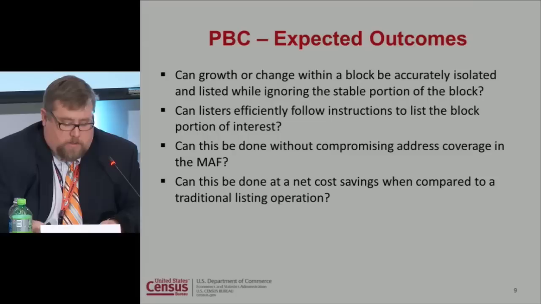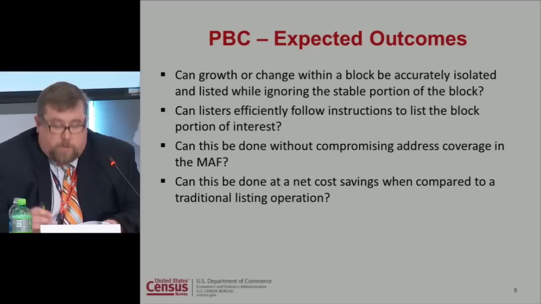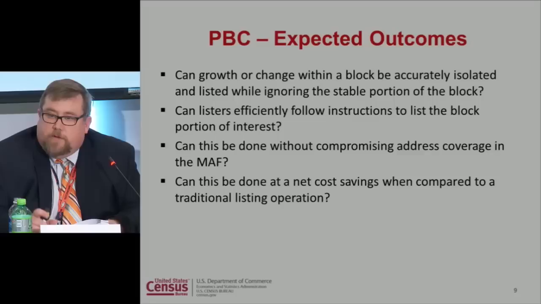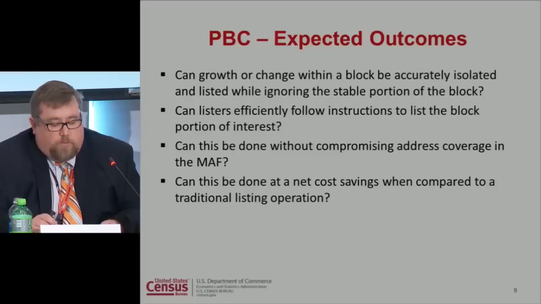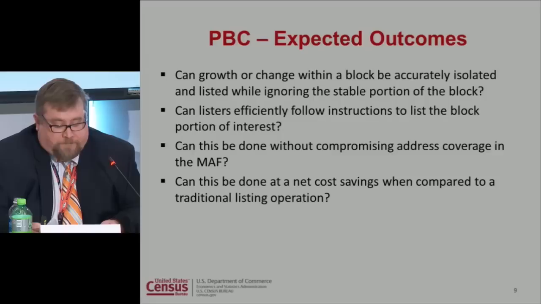As mentioned earlier, partial block canvassing is an opportunity to test this new methodology by which we use the geographic review process to identify only those portions of the block that are undergoing change, go out, and list those portions of the block. There are a number of questions that we are researching related to this data collection effort. The first is, can growth or change within the block be accurately isolated and listed while ignoring the stable portion of a block? The second is, can listers effectively follow instructions to list the block portion of interest? The third is, can this be done without compromising address coverage in the map? And fourth, can this be done at a net cost savings when compared to the traditional listing operation?